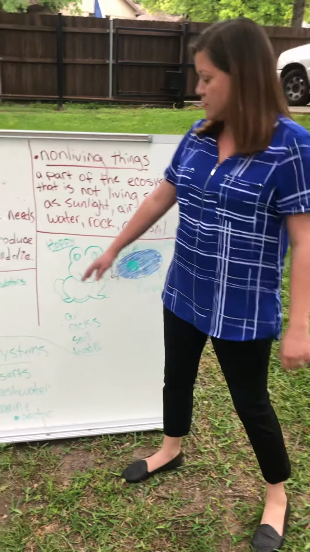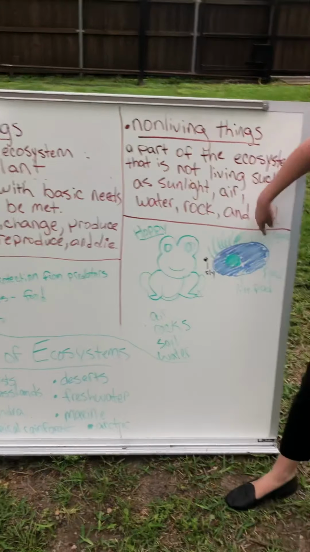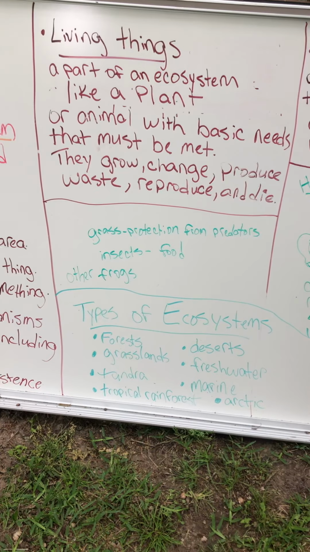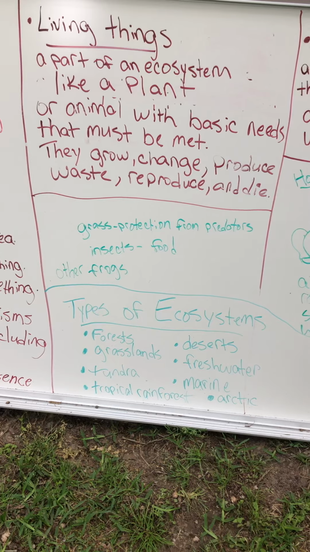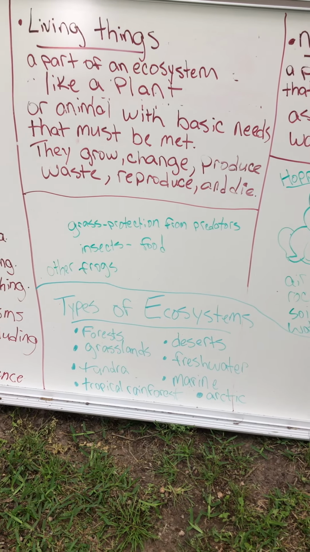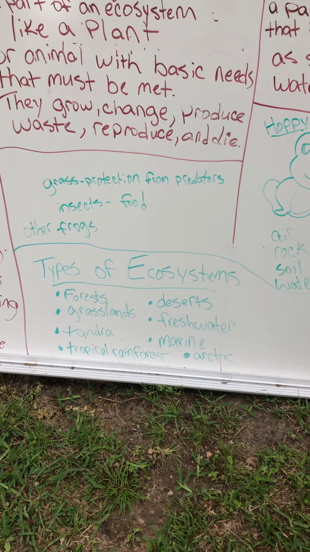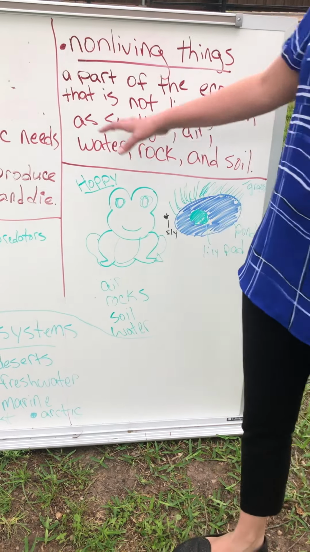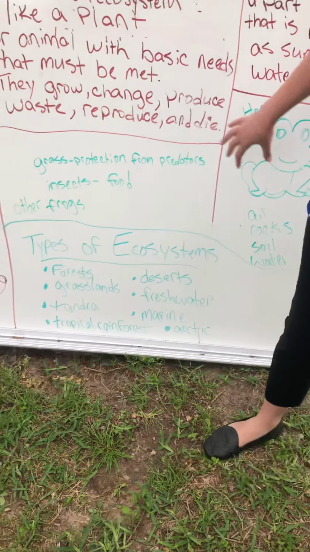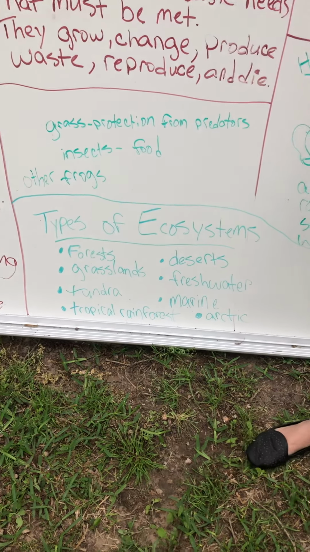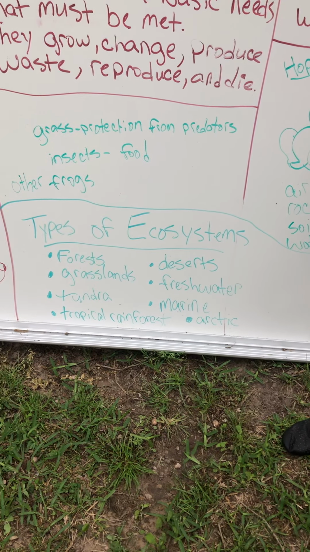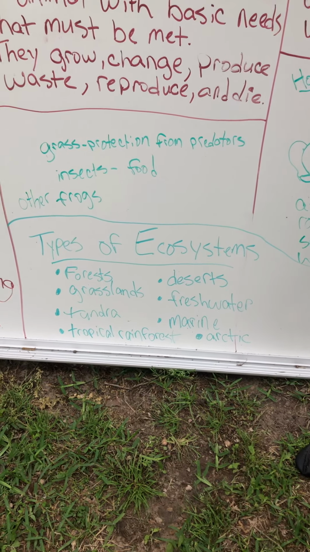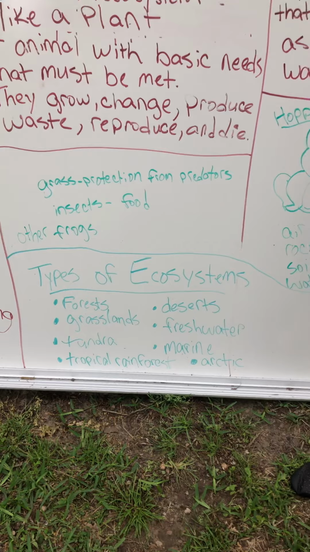Well, the living things would be the grass, protection from predators, so he can go to the water, insects for food, and other frogs. But Hoppy also needs non-living things. He needs air, water, sunlight, rocks, and soil. There are many different types of ecosystems, too, that different animals can live in. We have forest, grasslands, tundra, tropical rainforest, deserts, freshwater, marine, and Arctic.